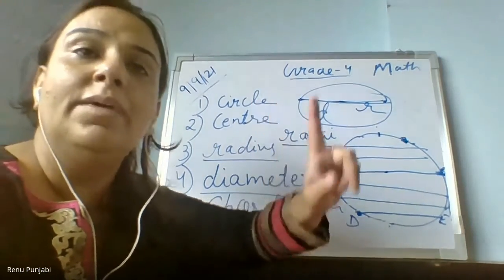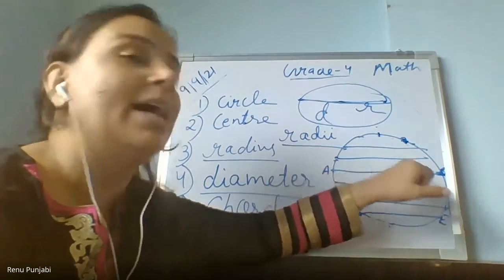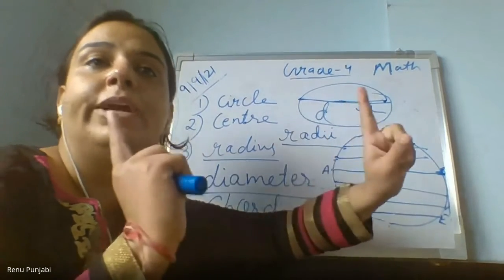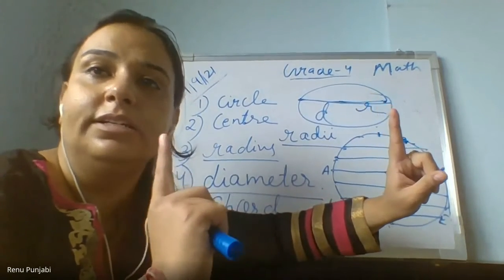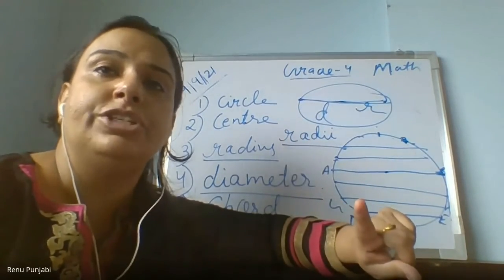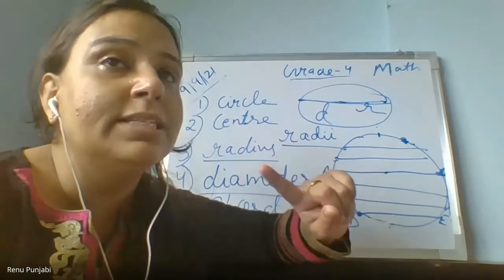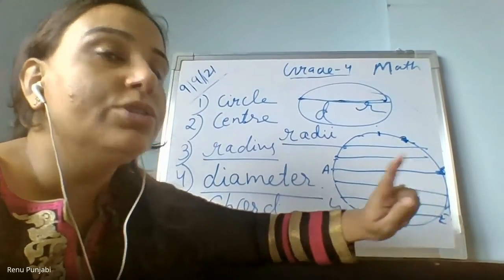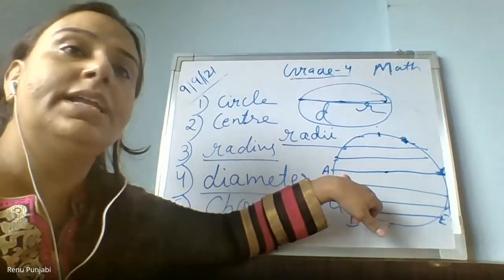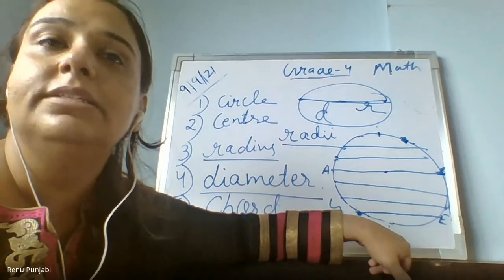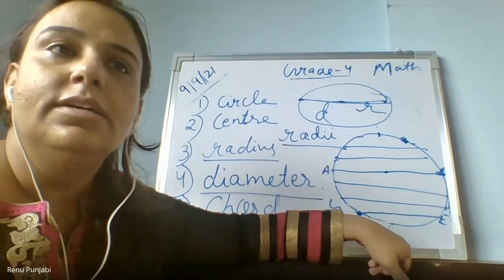I told you diameter is the line segment passing through the center of the circle, and both the endpoints touch the boundary of the circle. But a chord also has 2 endpoints and both the endpoints touch the circle, but it is not passing through the center. The line segment is not passing through the center. So I can say that diameter can be a chord, but chord cannot be a diameter. Who will explain to me? Raise your virtual hand.